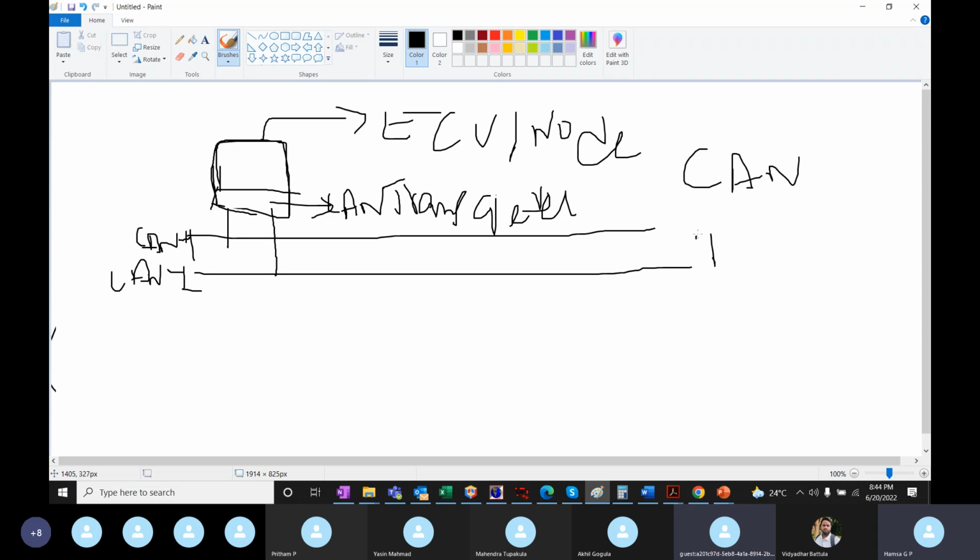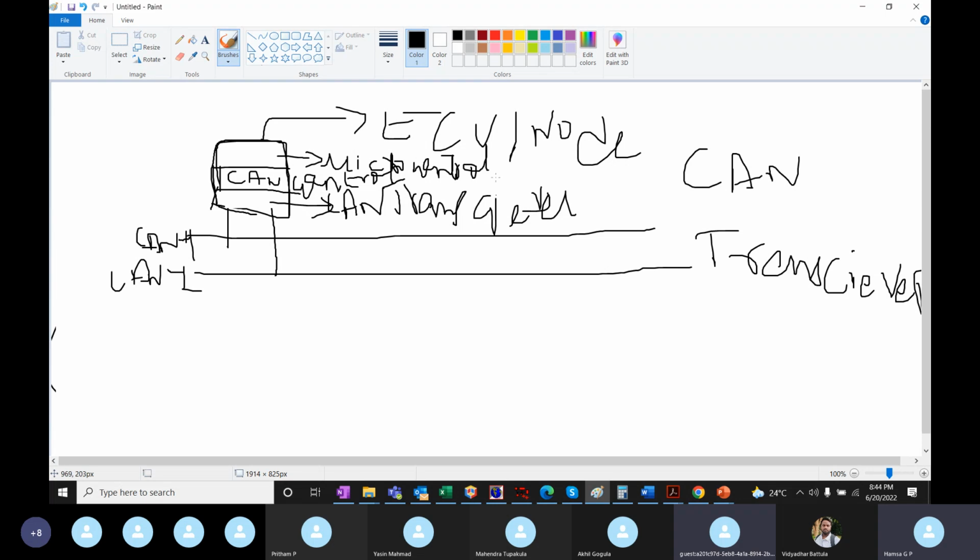I'm just writing it down again here. CAN transceiver. Anybody heard of the CAN transceiver name? No. Okay, I'll come back to that anyway. You can write it down: CAN transceiver. Another one is CAN controller. Another one is microcontroller. When you say an ECU or a node connected to the CAN bus, it has these hardwares: CAN transceiver, CAN controller, and microcontroller. So why exactly are we using all this?